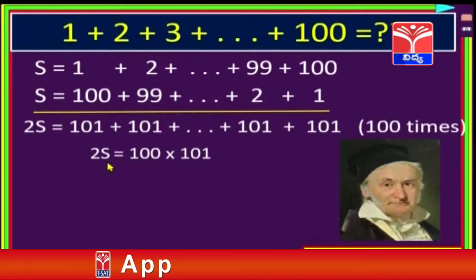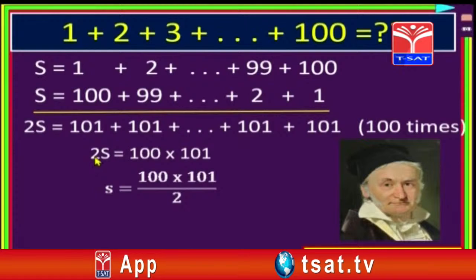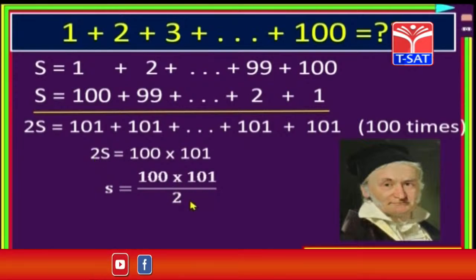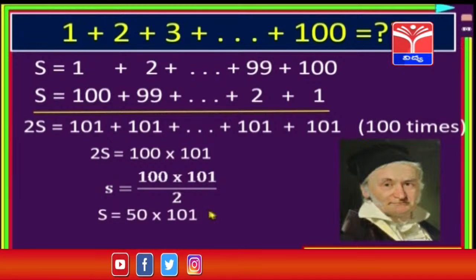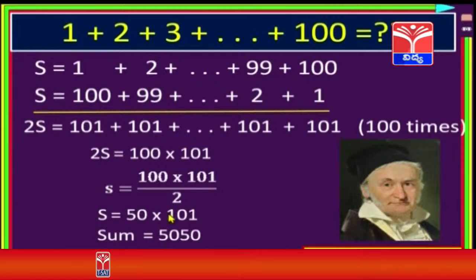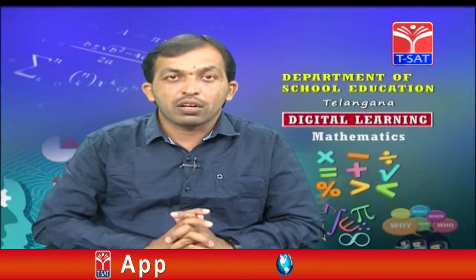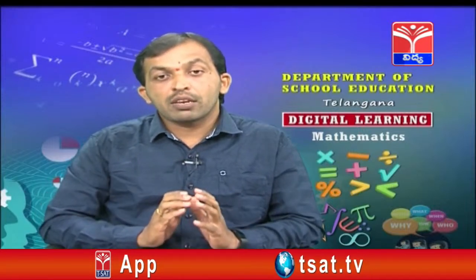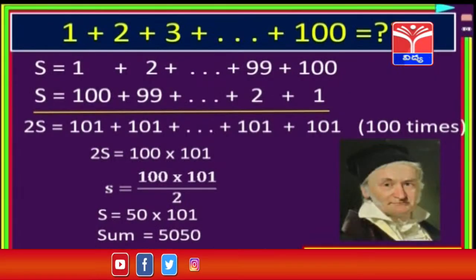Now bring 2 to the right hand side. Here 2 is multiplying; if you bring it to the right hand side, it becomes 100 into 101 by 2. 100 by 2 becomes 50. So S is equal to 50 into 101, and 50 into 101 is 5050. So this is the way of solving. This is how Gauss estimated the sum of the first 100 natural numbers.